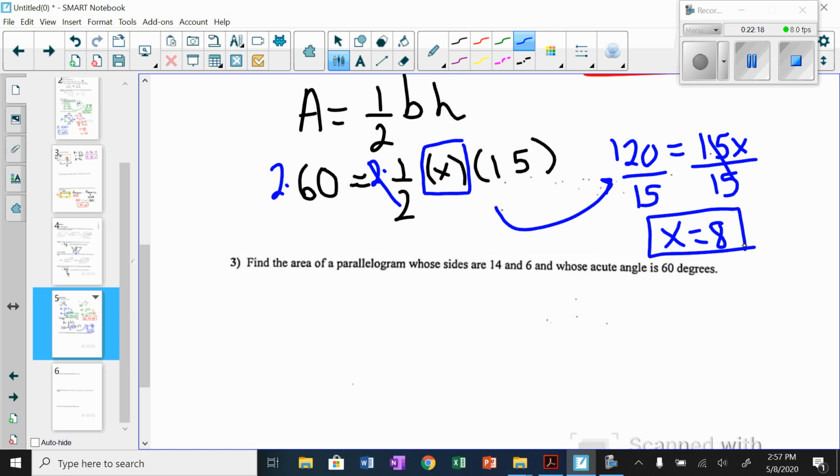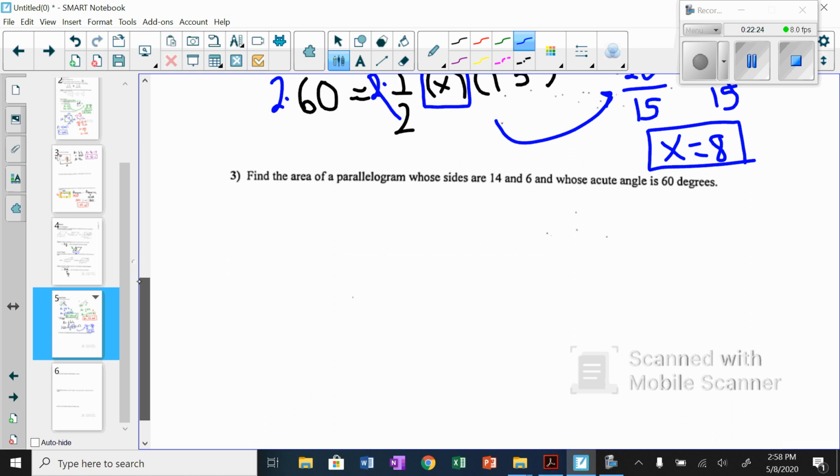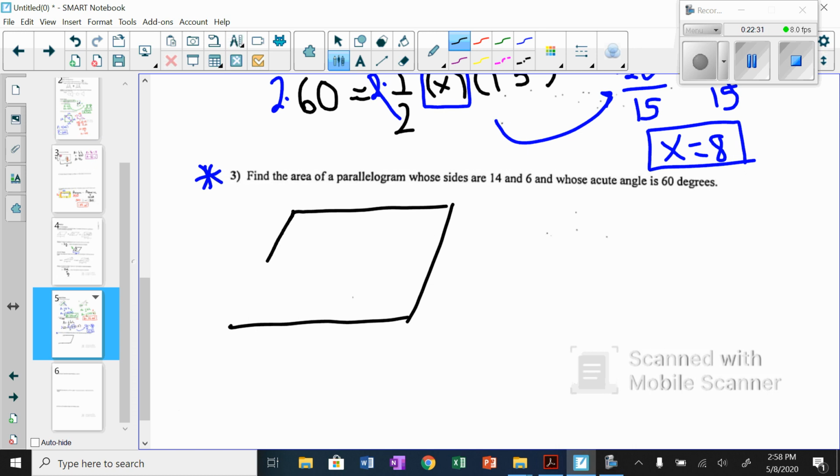All right, next one. Find the area of a parallelogram whose sides are 14 and 6 and whose acute angle is 60. All right, I'm going to start this one because this is definitely something that should pop up on one of your test quizzes. Find the area of a parallelogram whose sides are 14 and 6. Now I'm going to tell you, it does not matter which side you say is 14 and which side you say is 6. So I'm going to say this side is 14 and this side is 6. Now we know in a parallelogram, opposite sides are congruent, so I'll label those just to make you happy. Now it's saying an acute angle is 60.